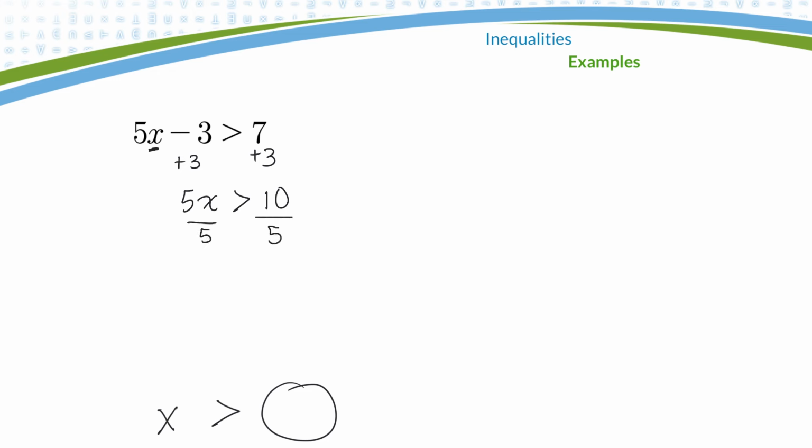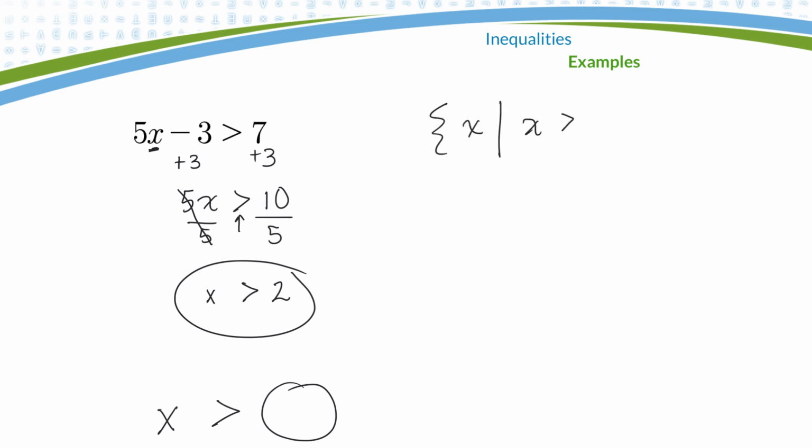Notice I didn't divide by a negative number, I just divided by a positive, so this symbol can stay where it's at. The 5's cancel, I'm left with x is greater than 2. So that would be my solution for that question. Now that's sort of like set notation. You could write it as the answer, all the x's such that x is greater than 2. It's useful to write it also in interval notation.